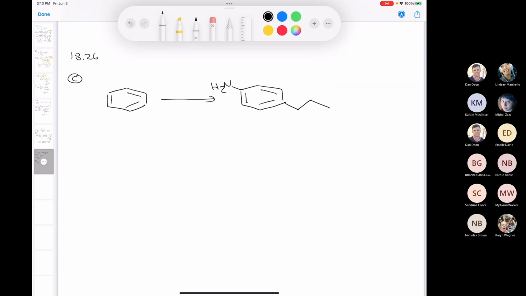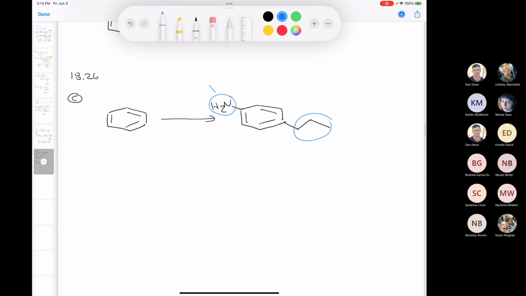Okay. So let's see here. We've got an ortho-para director here, and we've got another ortho-para director over there. Now, what did we say in terms of how do we add an amino group? The only way that we know how to do that is by nitration. That means at some point we're going to have some kind of nitrobenzene derivative in there. And then in terms of adding a propyl group, the only way that we know how to do that is by doing an acylation.